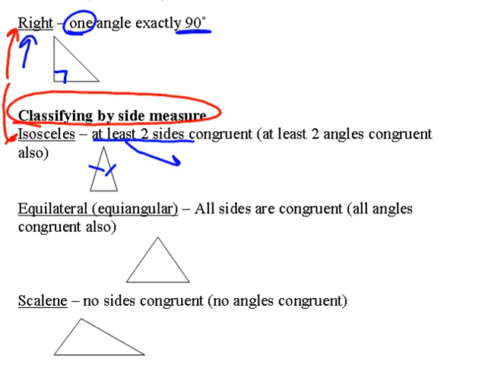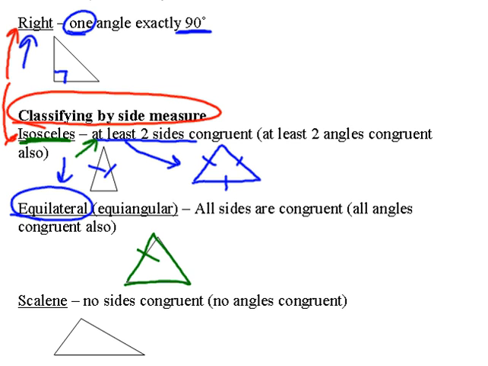Now, if we say at least, we could have all 3 sides congruent. But that's a special triangle called an equilateral triangle. So obviously an equilateral triangle is a special type of isosceles. That's one of the misconceptions. A lot of people think that an isosceles triangle is exactly 2. And I believe there are even some books in other countries that define it that way, but our book uses isosceles as at least.